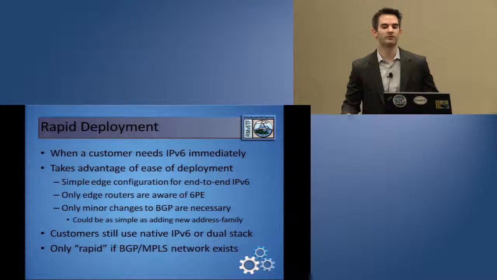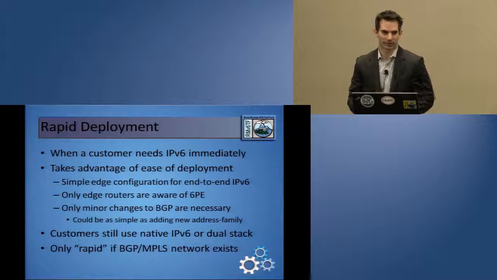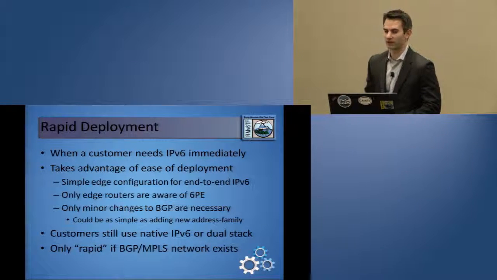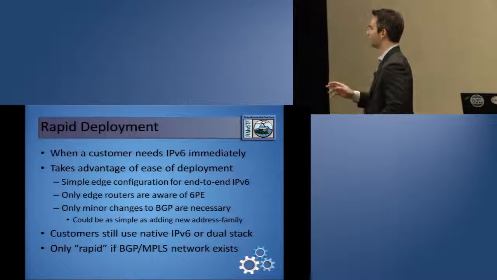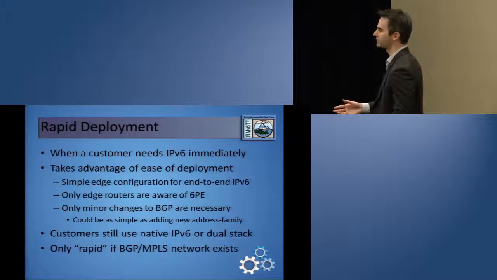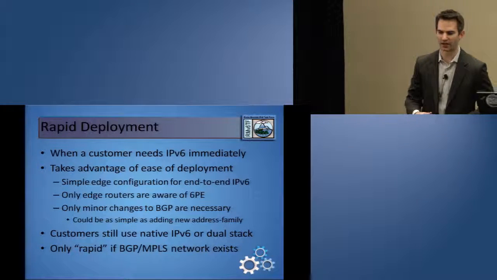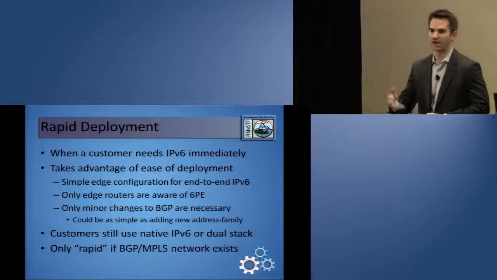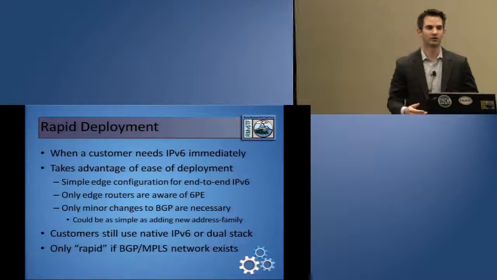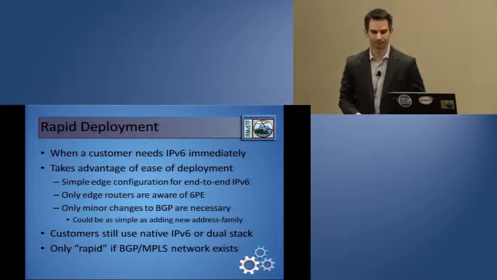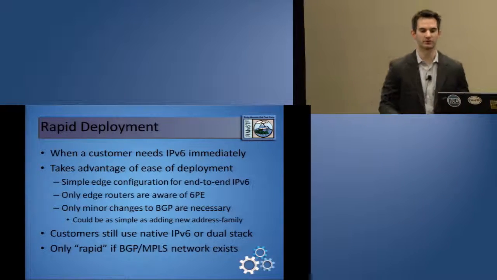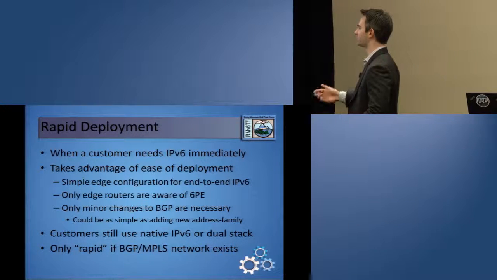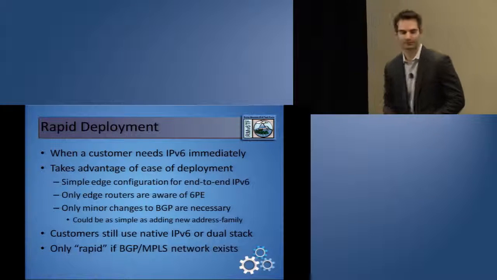So again, simple edge configuration for the end-to-end IPv6. And I'm stressing that this is really hands-free in the core. Only the edge routers are aware of it. And as you saw in the configuration examples, there really are only minor changes needed to BGP. This could just be as simple as adding a new address family rather than having to add a whole other group, or if you already have IPv6, you don't even need to add the basic configuration to get IPv6 redistributed into BGP. And then customers also can use native IPv6 or dual stack or whatever they want. And then one key disadvantage of this, it's only rapid if you already have BGP MPLS in your network.